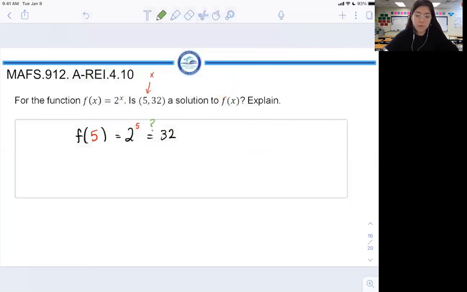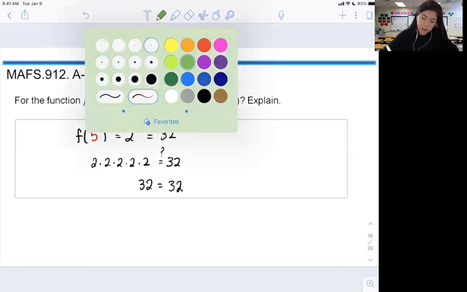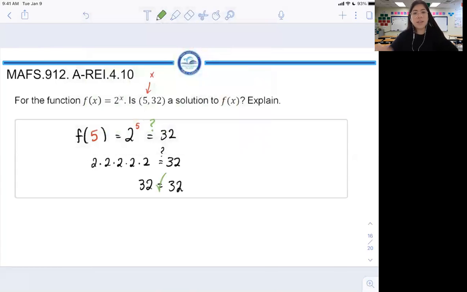So 2 to the power of 5, what does that mean I need to do? Multiply 2 by itself 5 times. Exactly. So this is 2 times 2 times 2 times 2 times 2. Does that equal 32? Yes. Good. 2, 4, 8, 16, 32. 32 equals 32. That is a big old check mark.